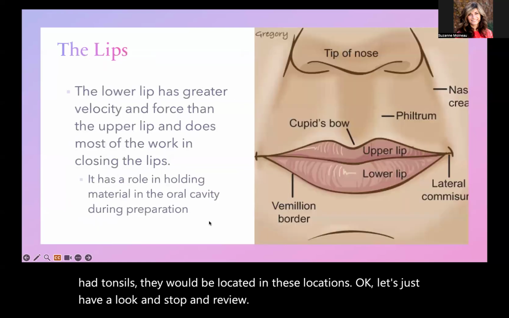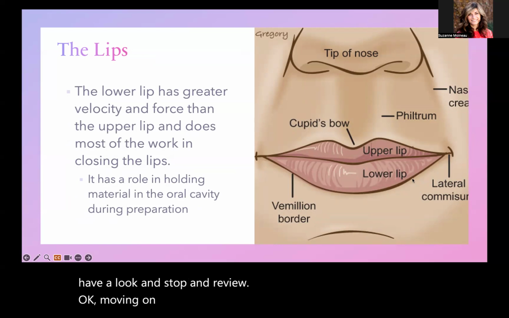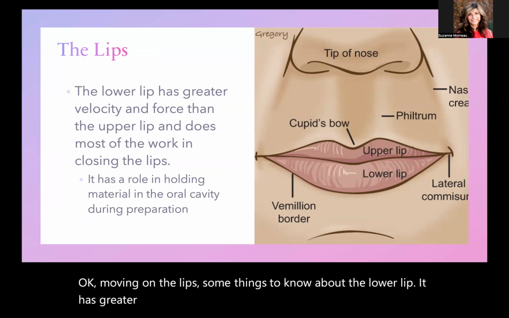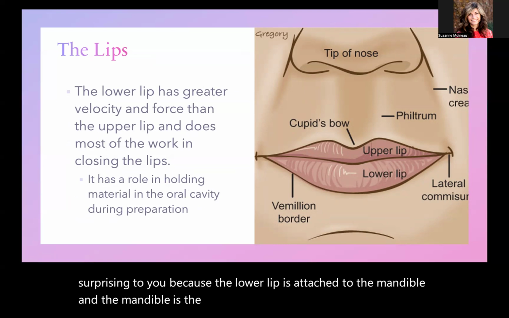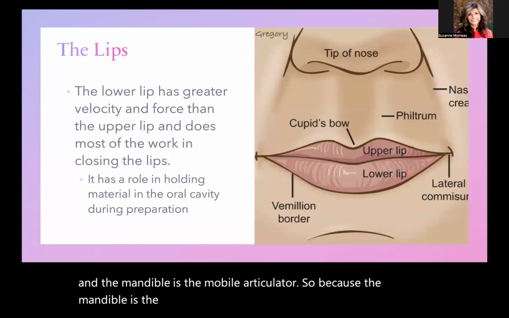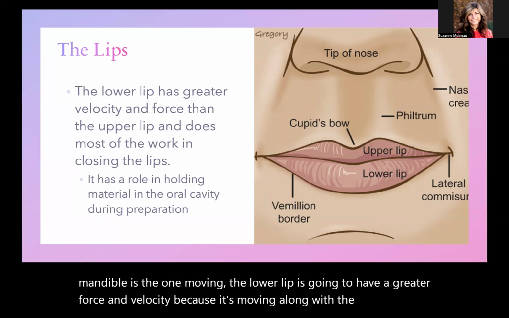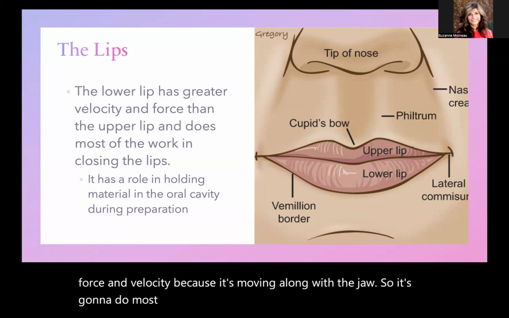Okay, moving on. The lips. Some things to know about the lower lip. It has greater velocity and force than the upper lip. That shouldn't be surprising to you because the lower lip is attached to the mandible, and the mandible is the mobile articulator. So because the mandible is the one moving, the lower lip is going to have a greater force and velocity because it's moving along with the jaw. So it's going to do most of the work in closing the lips.